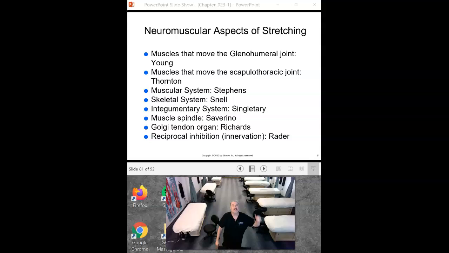PNF stretching stands for proprioceptive. What are proprioceptors? They're like mechanoreceptors, by the way. They are receptors that let you know where you are in space. They are muscle spindles and Golgi tendon organs that let you know how far you're bending, how fast you're bending, how much stretch you have. Those are proprioceptors. Proprioception means to see oneself.